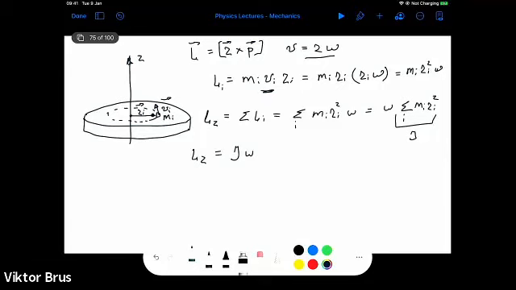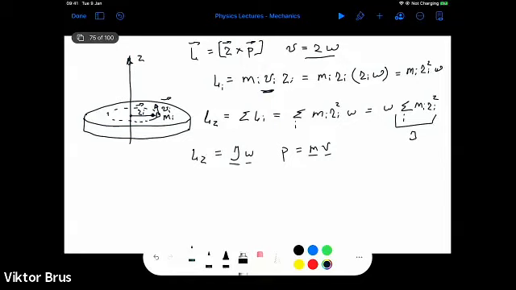Again, this angular momentum is analog of linear momentum for translational motion, because we have P equals mv. We have a product of mass to linear velocity. But for rotational motion of rigid bodies about a fixed axis, we have a product of moment of inertia to angular velocity.